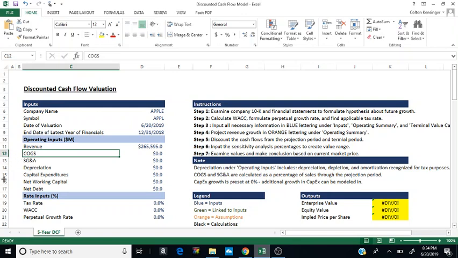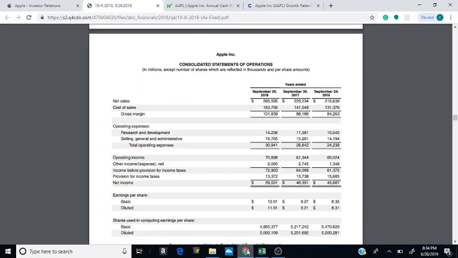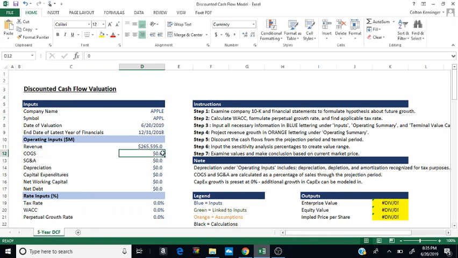A quick explanation: cost of goods sold is basically any cost that is going into creating the actual product itself. So for example, anything that is used to make an iPhone will be considered a cost of goods sold. So we can go back to the 10K, and that's going to be cost of sales in this example. So we'll pull that 163 million. We'll put that back in our inputs tab.